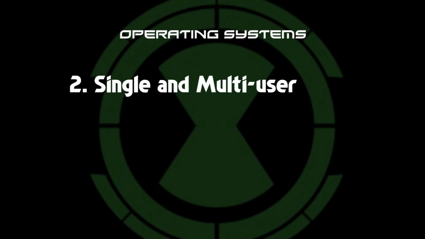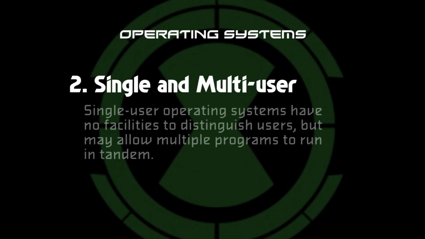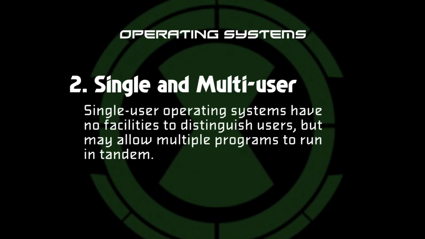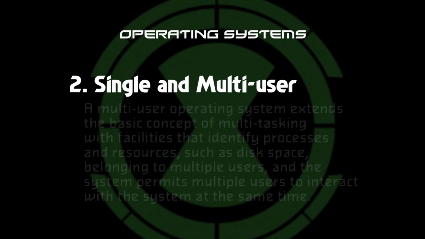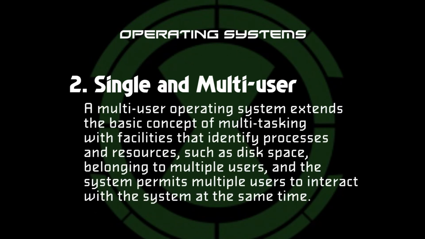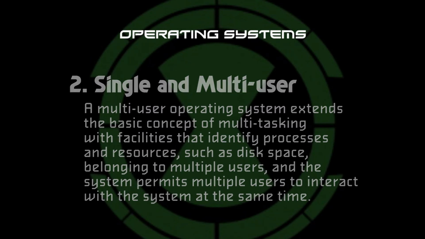Next, single and multi-user. Single-user operating systems have no facilities to distinguish users, but may allow multiple programs to run in tandem. Whereas a multi-user operating system has many facilities that identify processes and resources, such as disk space, belonging to multiple users, and the system permits multiple users to interact with the system at the same time.